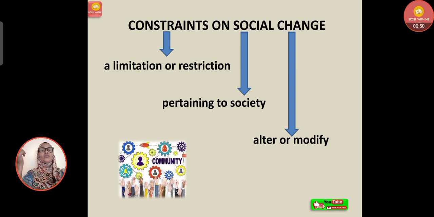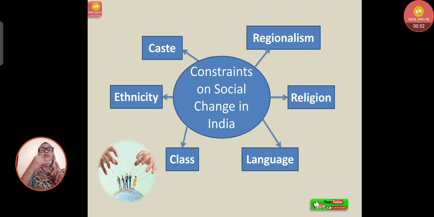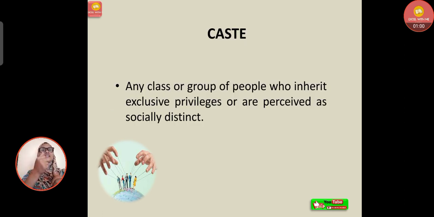Now let's see what all those constraints are. Number one, caste. Second, ethnicity, class, language, religion and regionalism. Let's understand one by one in detail. Sociologists have conducted a number of studies based on caste. Now let us study one of the most common caste models.